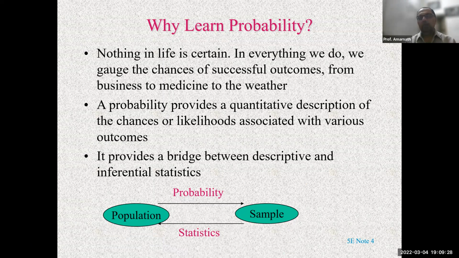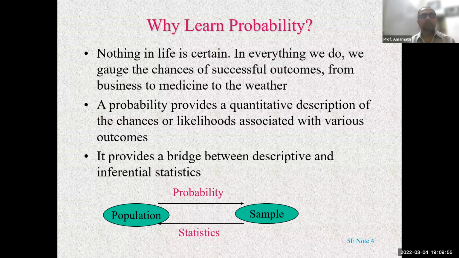So this is how it works. From a population, meaning a large population like India, if we take a sample, that's a probabilistic way of understanding. When we have a sample, we use statistics to talk about the population. This is how the probabilistic cycle happens. So that's what we need to know.